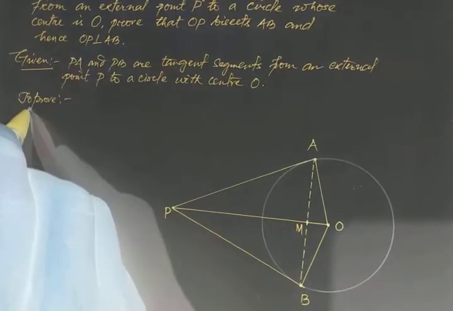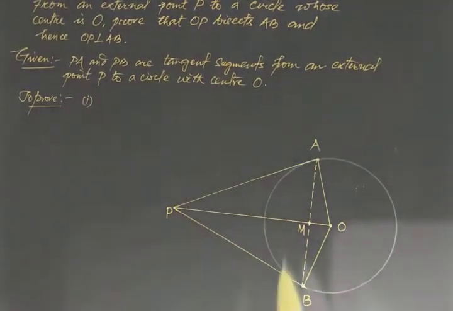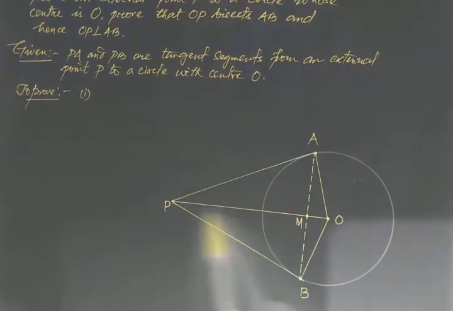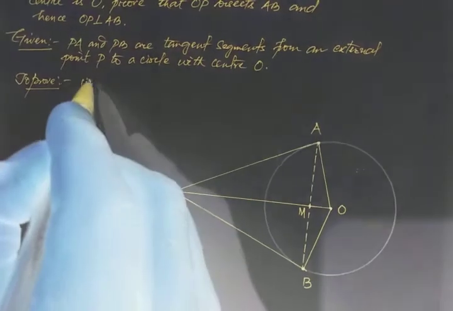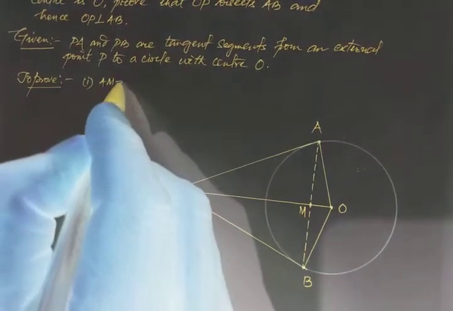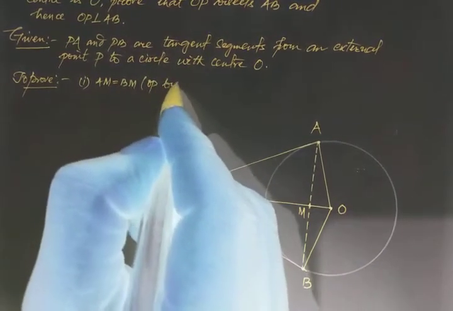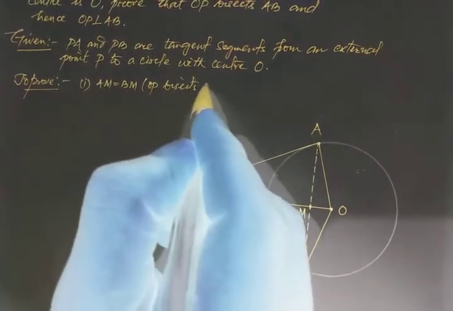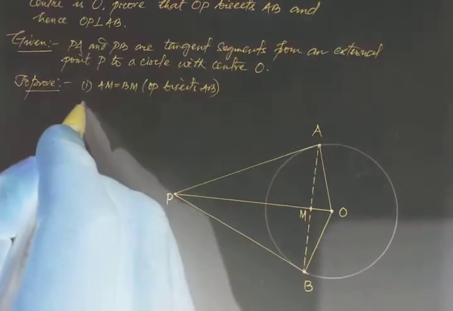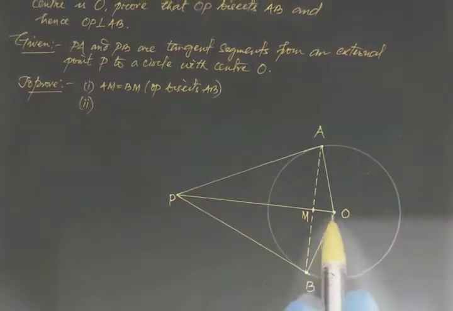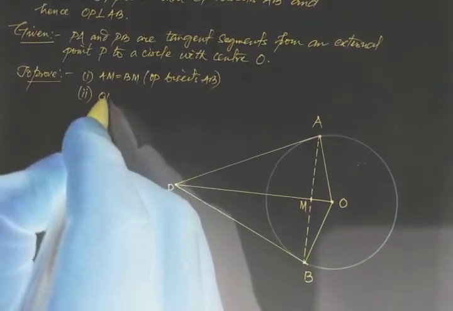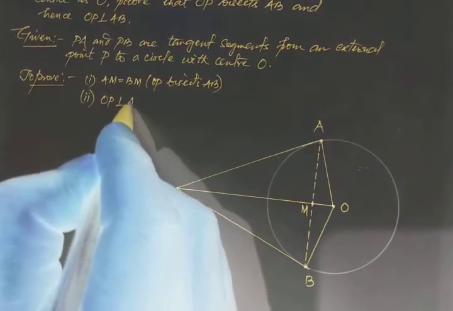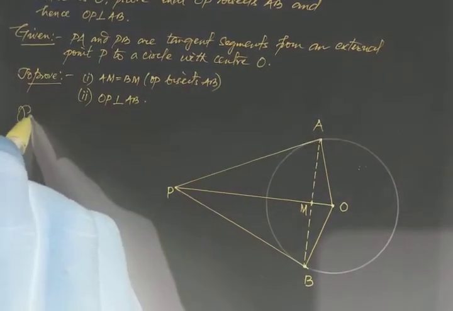here we have two things to prove. First, OP bisects AB, that means AM equal to BM. I'll just write AM equal to BM. That is, OP bisects AB. Secondly, the line OP is perpendicular to AB. Now let us prove.